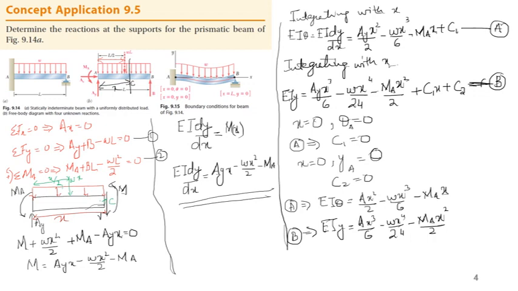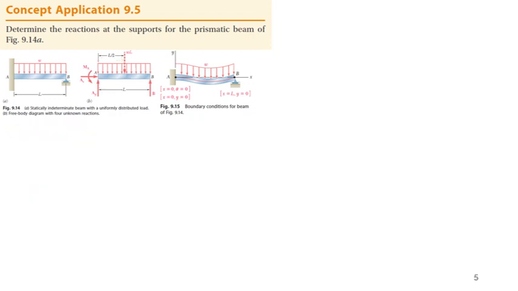If you put in the previous equation, let me write all three equations on this page as well. So Ay, that is from sum of forces equal to 0: Ay plus B minus wL is equal to 0. We call this equation 1.